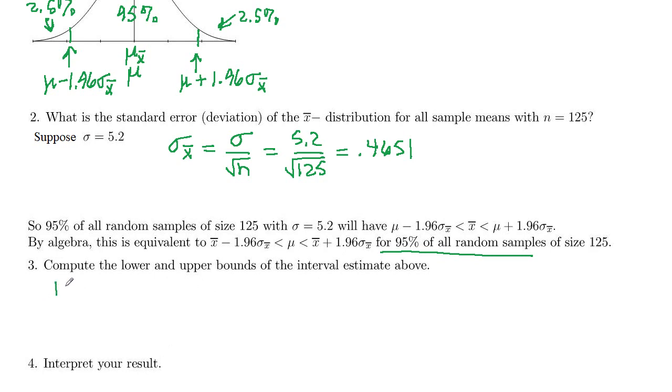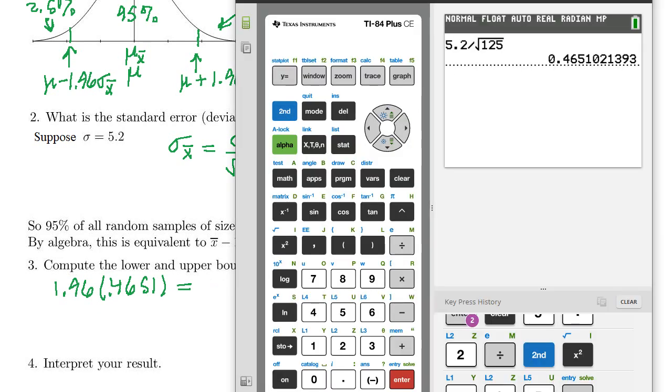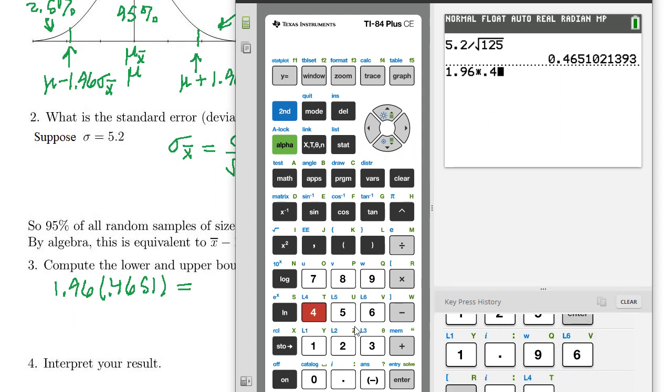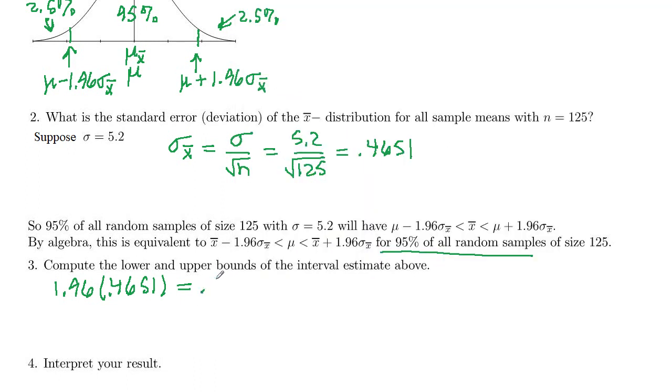So first, 1.96 times our standard deviation, sigma x-bar, which is 0.4651. Let's compute that. That's called the margin of error. And so we've got 1.96 times 0.4651, which is 0.9116. Let's use a couple decimal places here, so 0.91.